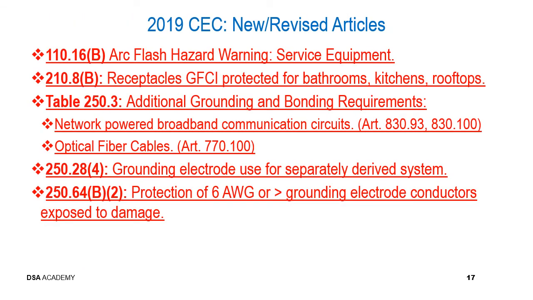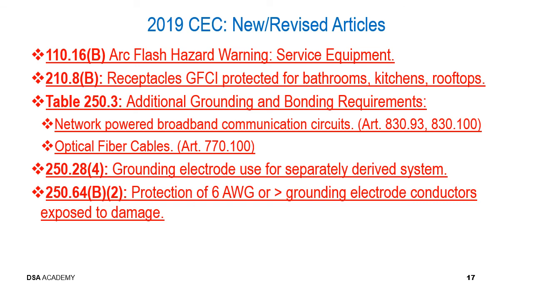The 2019 edition of the California Electrical Code includes some new and revised articles which we've listed here in red font and underlined, primarily for your informational purposes and for future reference as needed. Article 110.16b, arc flash hazard warning service equipment. Article 210.8b, receptacles GFCI protected for bathrooms, kitchens, rooftops.